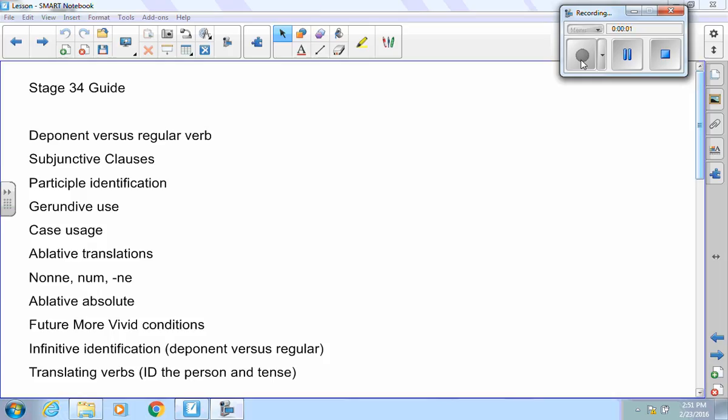Here you go for your Stage 34 guide. First thing that we want to make sure that we're aware of is the difference between a deponent and a regular verb.